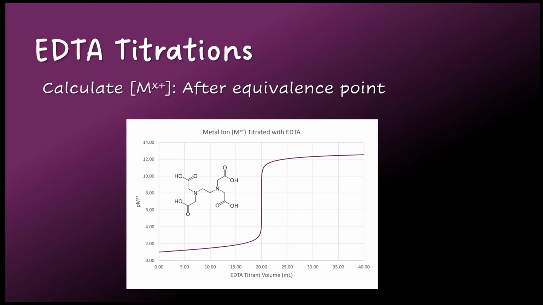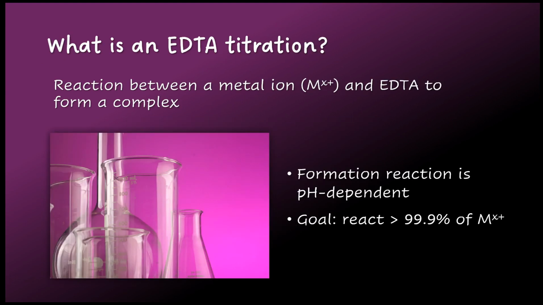Hi everyone! This video looks at an example of calculating the metal ion concentration and the percent metal ion remaining in solution in an EDTA titration after the equivalence point. An EDTA titration is a complexometric titration where a metal ion is titrated with EDTA to form a complex. When EDTA reacts with the metal ion, this is called a formation reaction.